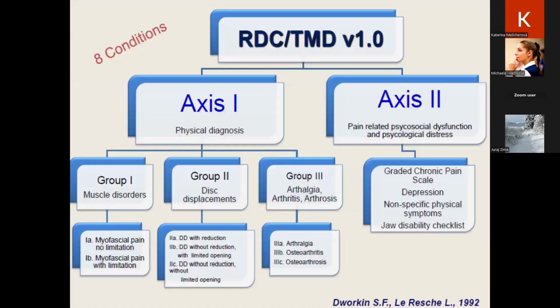This protocol has two axes. One is the physical axis 1, and 2 is the psychosocial profile of the patient. So we understand the importance of psychosocial aspects for TMD patients, and we need to profile them right from the initial examination into physical and psychosocial aspects.